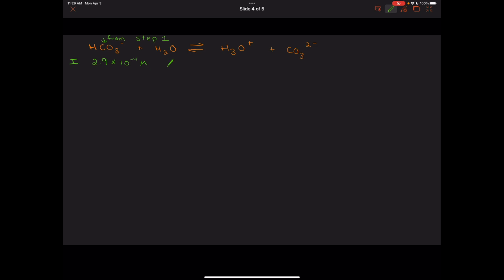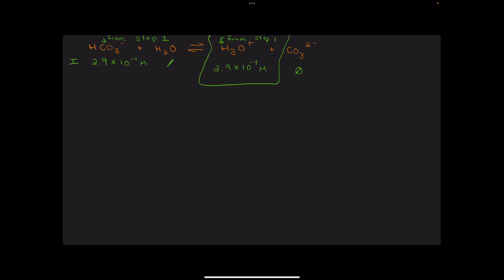Now, we don't care about our water. The other different thing here is that I have an initial concentration of hydronium. In step 1, we generated 2.9 times 10 to the negative 4th molar of that hydronium, so I'm going to plug that in as my initial concentration of hydronium. And then we don't have any carbonate yet. So this is where we're different from our previous ice tables, in that we have an initial concentration of one of our products.